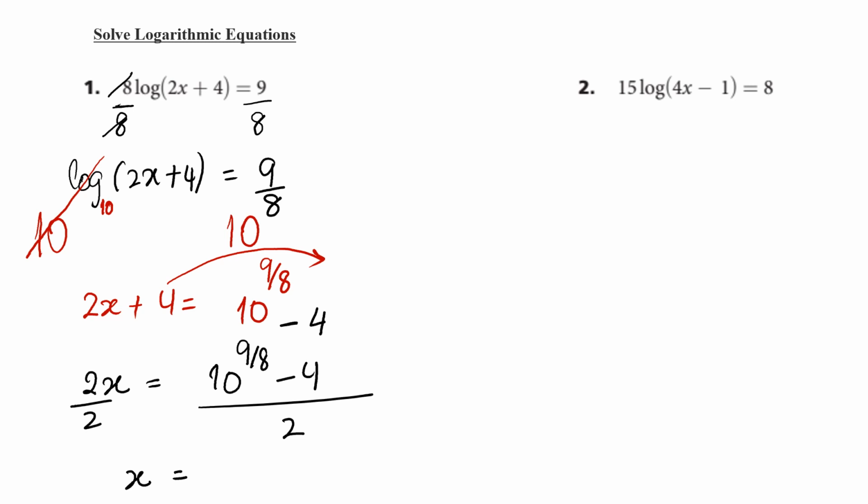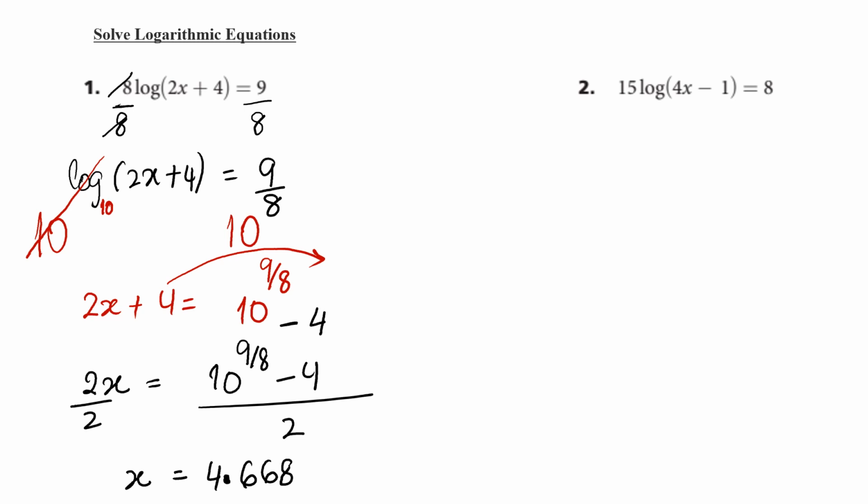Make sure that you write it properly. So you write 10 to the power of 9 by 8. Then you must have minus 4 divided by the 2. Now you will get an answer 4.6676. So I normally say to write down at least 3 digits after the decimal.